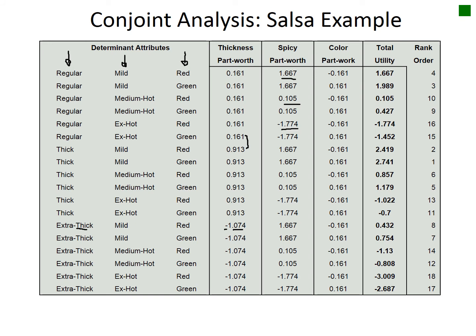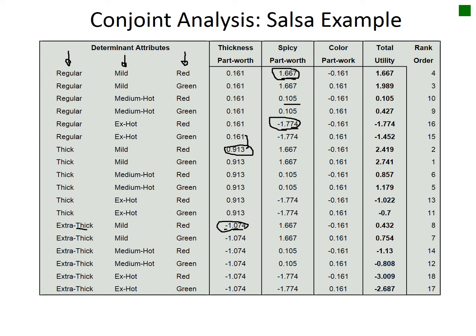So if I had extra hot salsa that was extra thick, I'd have this part worth, and I'd have this part worth. That would be a no-go right there. I already know that that's going to be a really bad product. People are not going to want that, because those are so negative. We'd add those negative scores together and it's just bad news. Whereas if I took thick and I took mild, then that's the beginning of a really good product because those part worths are pretty big.